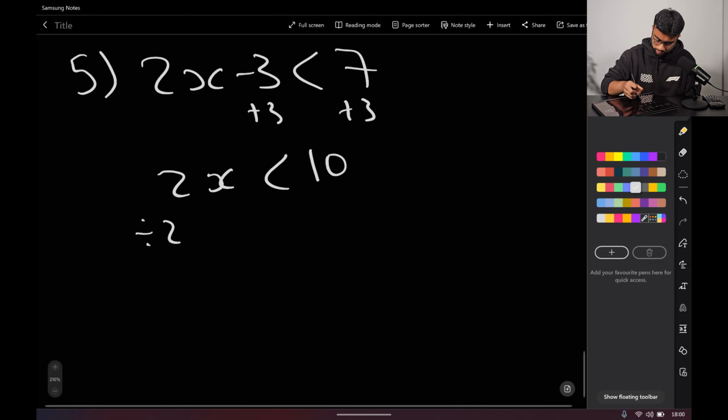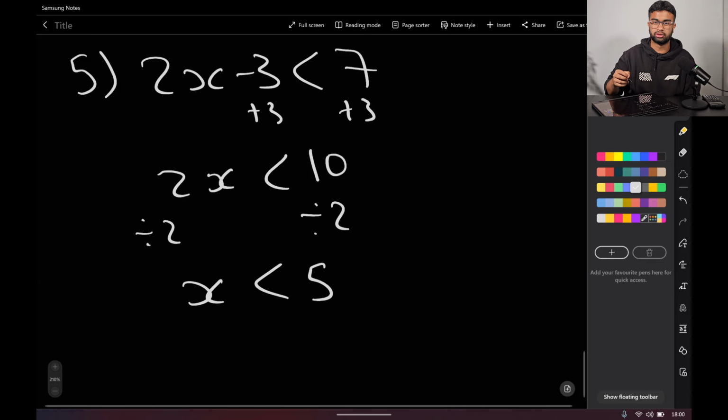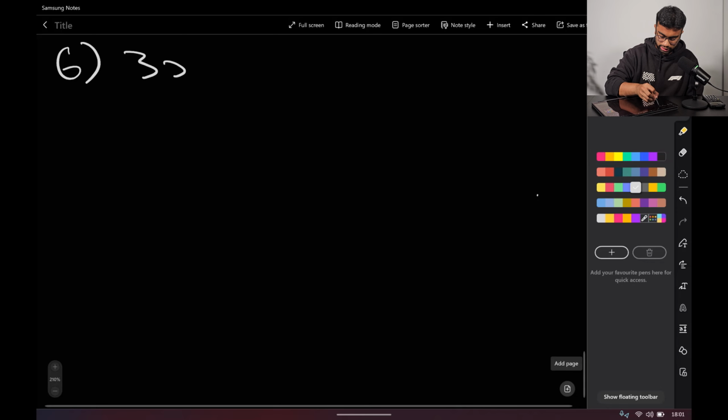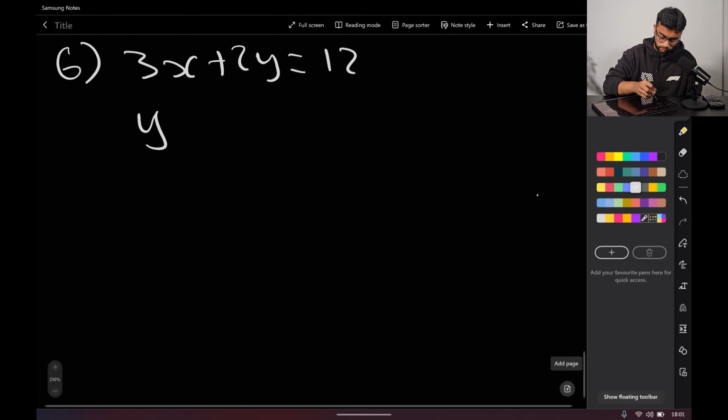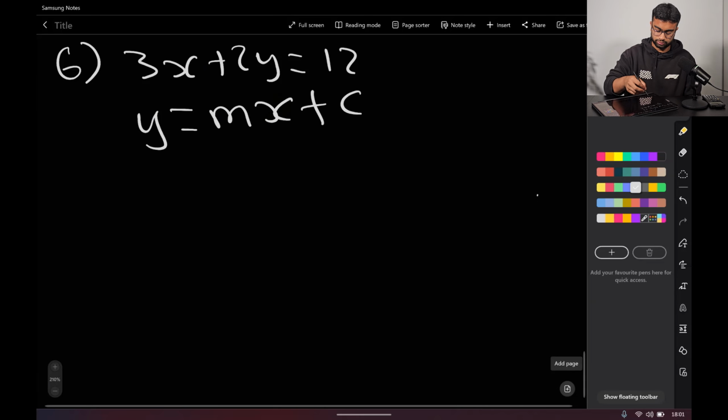And if we divide both sides by 2, we'd see that x is less than 5, and that's the inequality solved. Question 6 tells us to find the gradient and y-intercept of the equation 3x plus 2y is equal to 12. Well, we know that the easiest way to see the gradient and the y-intercept of an equation is to put it in the form y equals mx plus c. So let's try to get our 3x plus 2y equals 12 into this form.